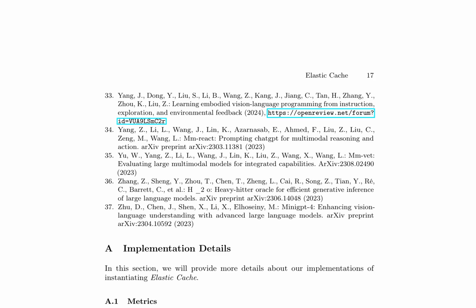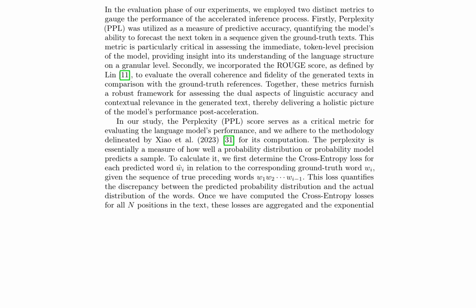In the elastic cache model, two primary metrics are employed to evaluate the performance of the accelerated inference process: perplexity, PPL, and Rouge score. Perplexity, as a measure of predictive accuracy, quantifies the model's ability to forecast the next token in a sequence given the ground truth texts. This metric is critical for evaluating the immediate, token-level precision of the model, providing insight into its understanding of language structure on a granular level. The Rouge score, defined by Lin, 2004, was used to evaluate the overall coherence and fidelity of the generated texts in comparison with the ground truth.